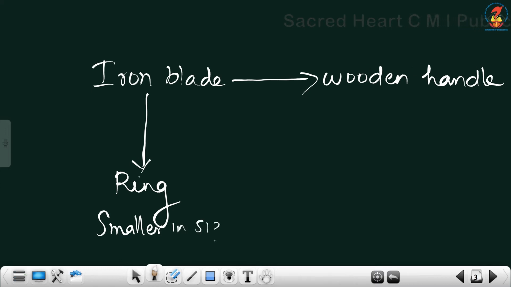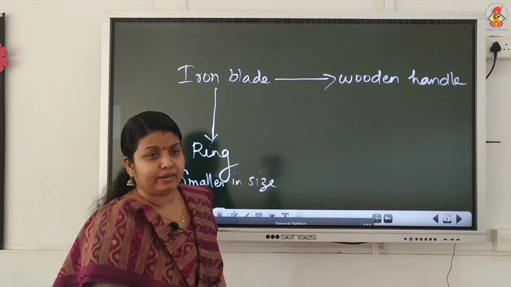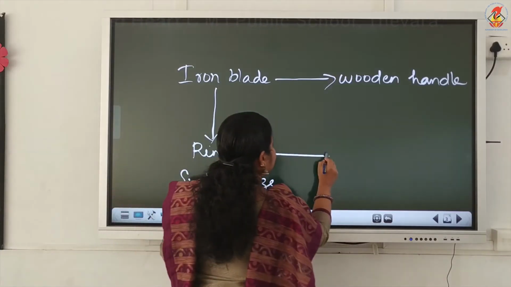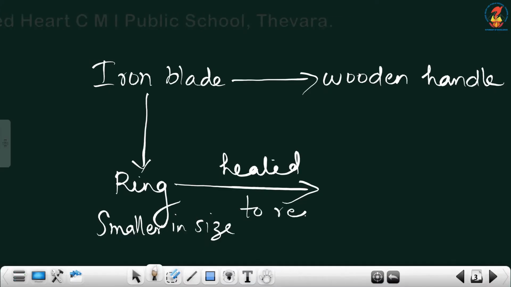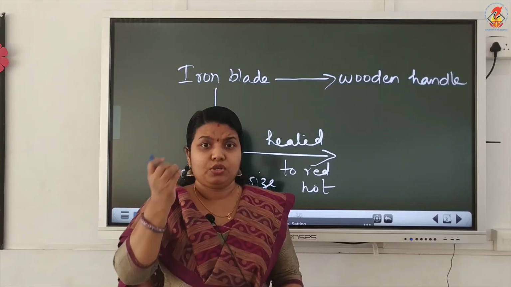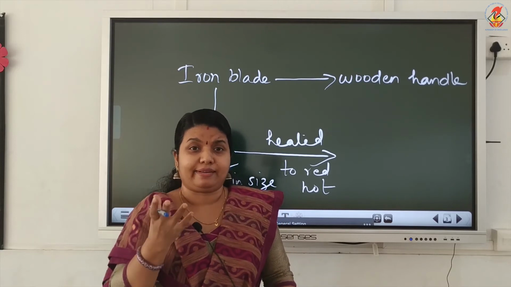This ring will be smaller in size than the wooden handle. So what is done is, the ring is heated to red hot. What do you mean by red hot? It is heated to a very high temperature so that it becomes red in color.